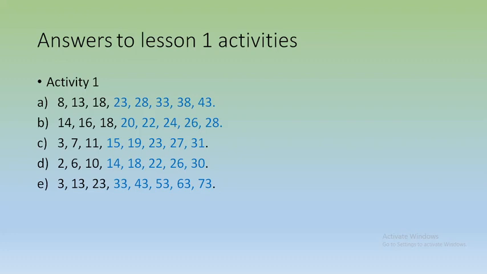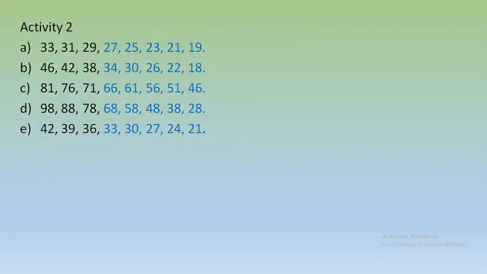E, you are counting in 10. You start from 3, 13, 23. You add 10, you get 33, 43, 53, 63, 73. Activity 2, A, here you are counting backward.